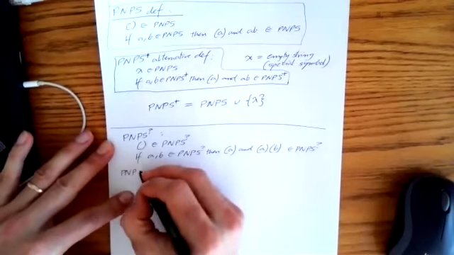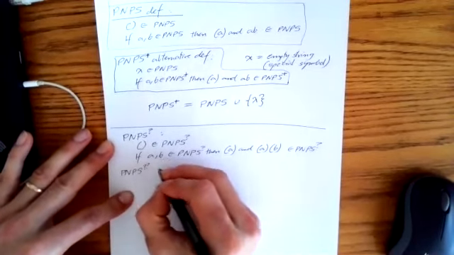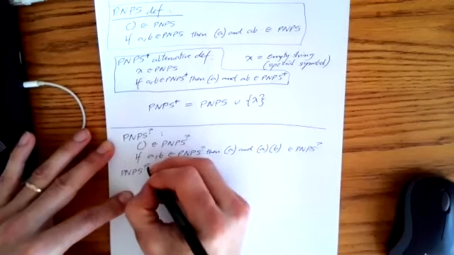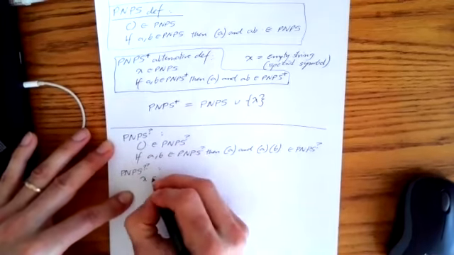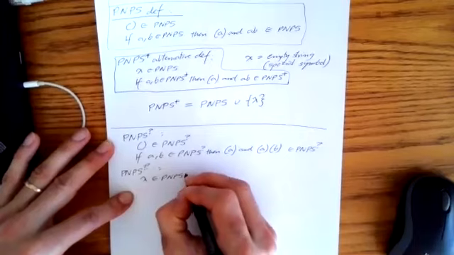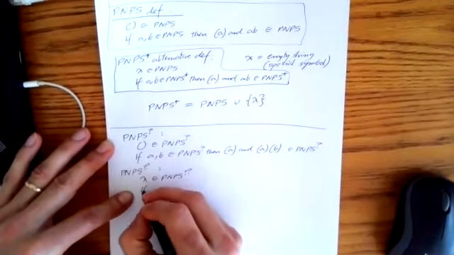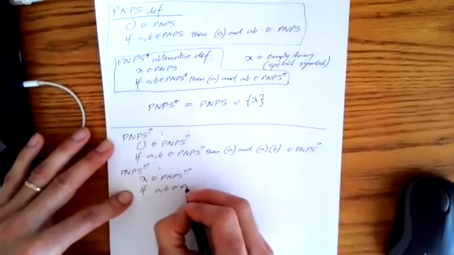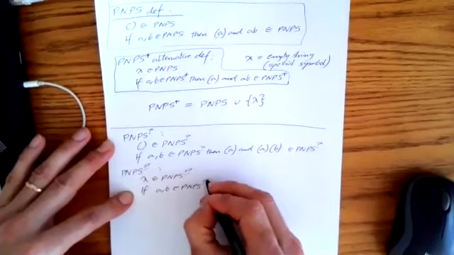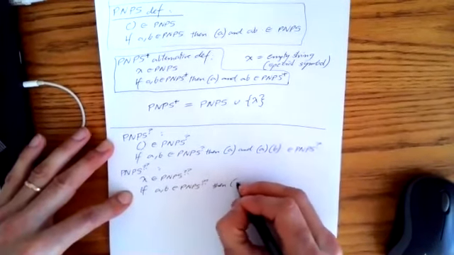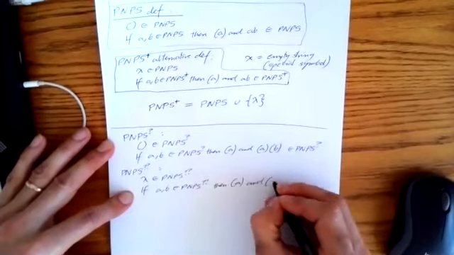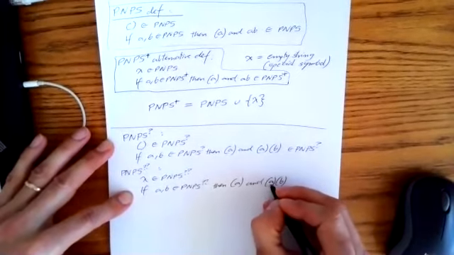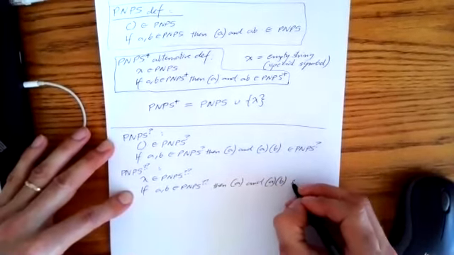Here is PNPS double question mark. The empty string is in PNPS double question mark. And if A, B are in PNPS double question mark, then so is (A), and also (A)(B).